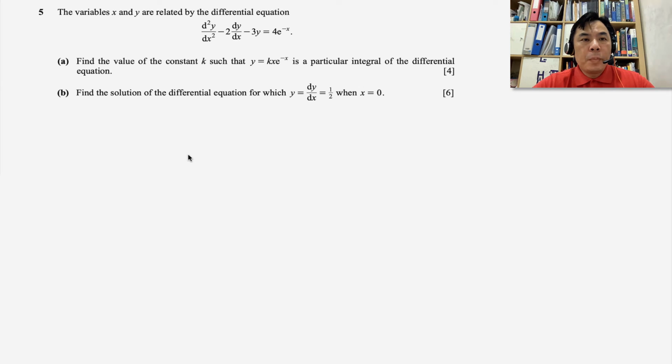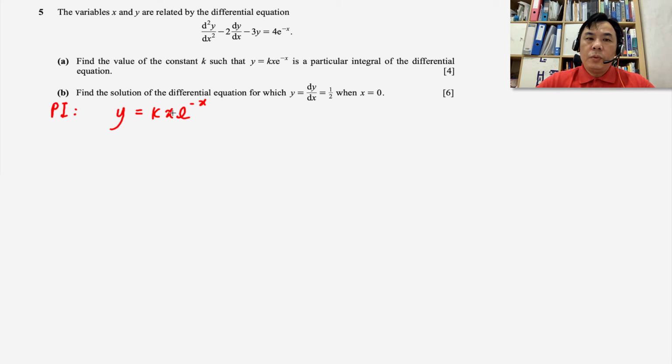All right. Okay, now A, we need to find the value of the constant k such that y equal to kx exponential negative x is a particular integral of the differential equation. All right. Now, since we are given the particular integral, we might as well just start from here. Since this is the particular integral, PI. Now that is what we have.